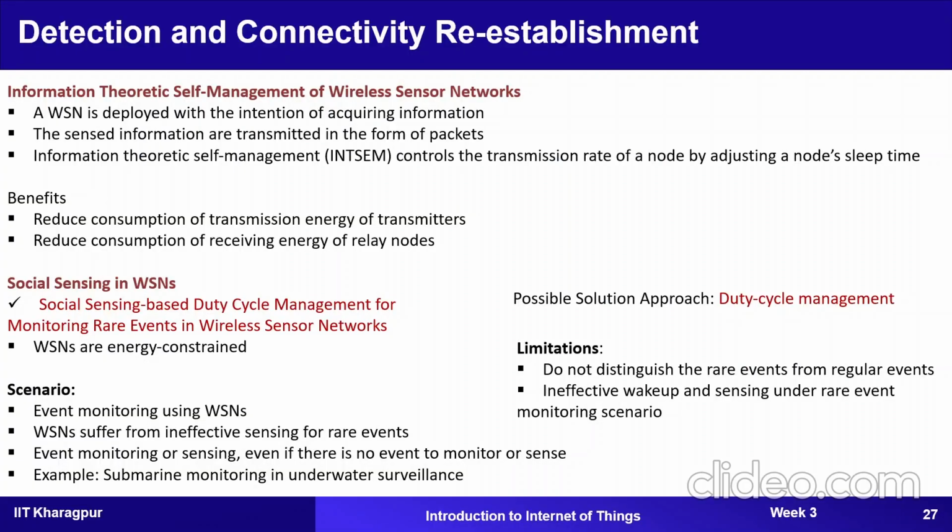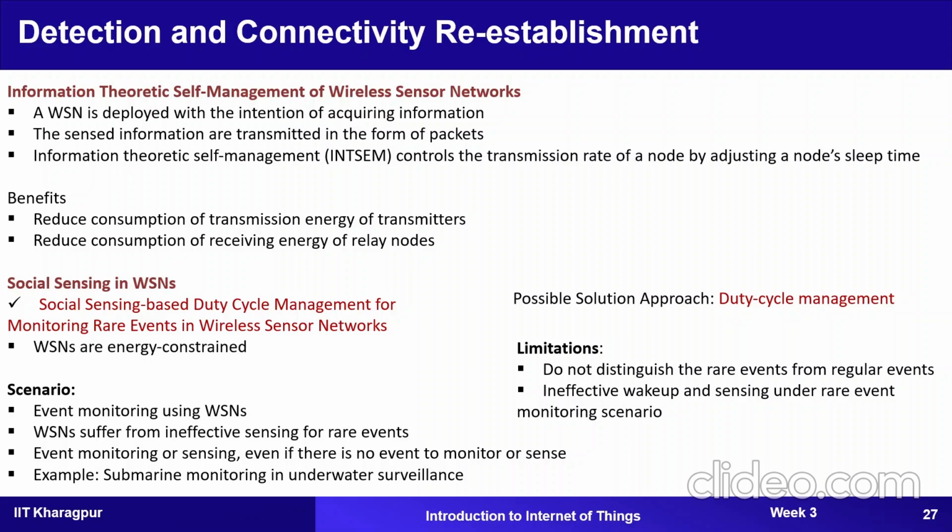The scenario where social sensing in wireless sensor networks can be used is for your event monitoring. Wireless sensor networks suffer from ineffective sensing of rare events. Whenever we use duty cycle management, there are chances that we are going to miss those rare events. After that, event monitoring or sensing even if there is no event to monitor or sense, an example is your submarine monitoring in underwater surveillance.